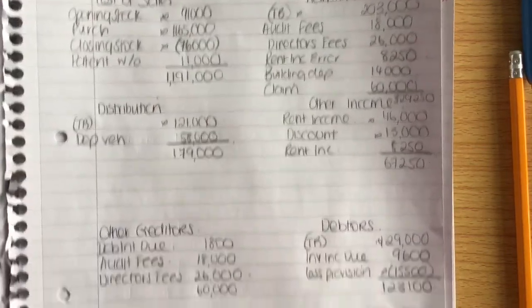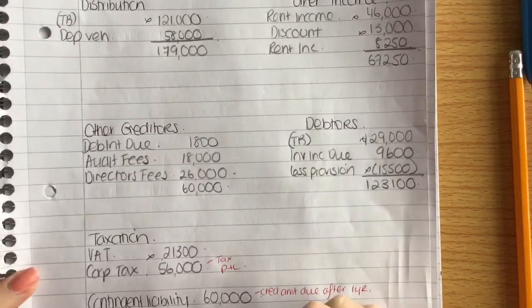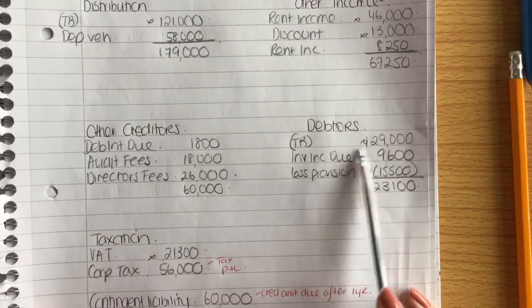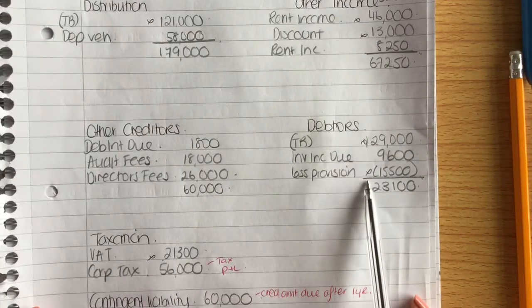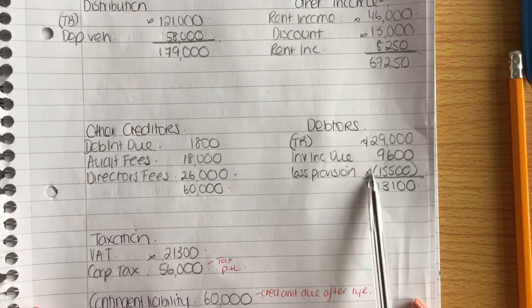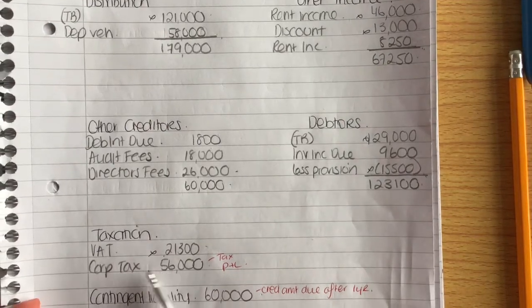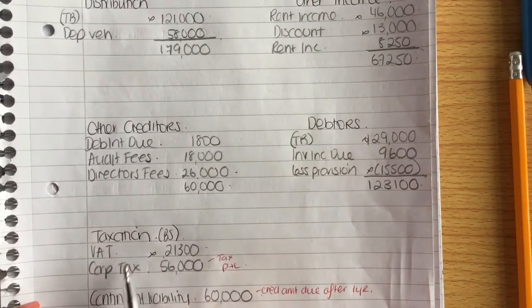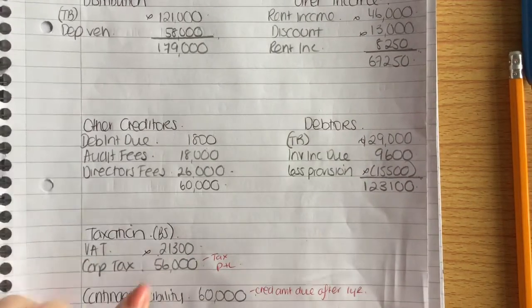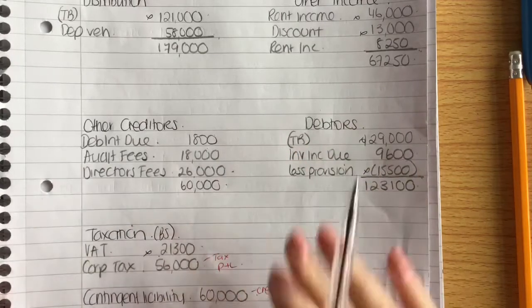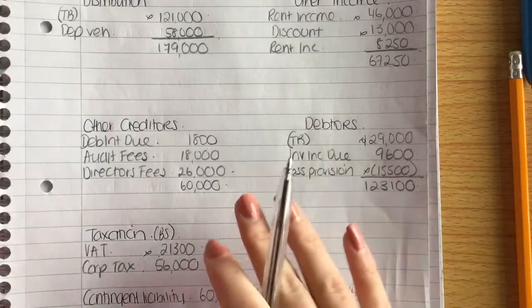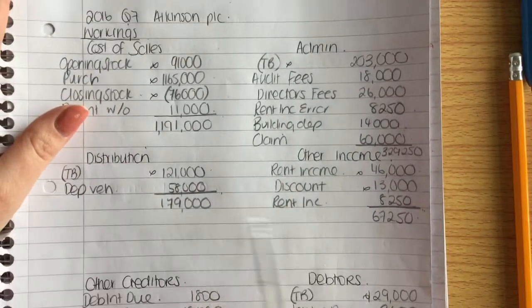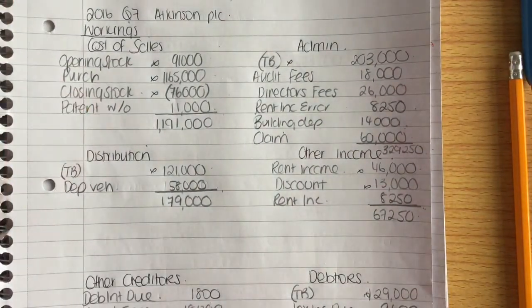Okay. Then we have our other creditors. There was nothing in that, so I have nothing with a star there. My debtors, I was given in the question, and I was also given the provision, so I put both of those in. And in my taxation section, which is in the balance sheet, I had my VAT figure. And the rest then I got from the working. So once you have that filled out, as I said, put in your headings and start popping in the information that is given to you in the trial balance.